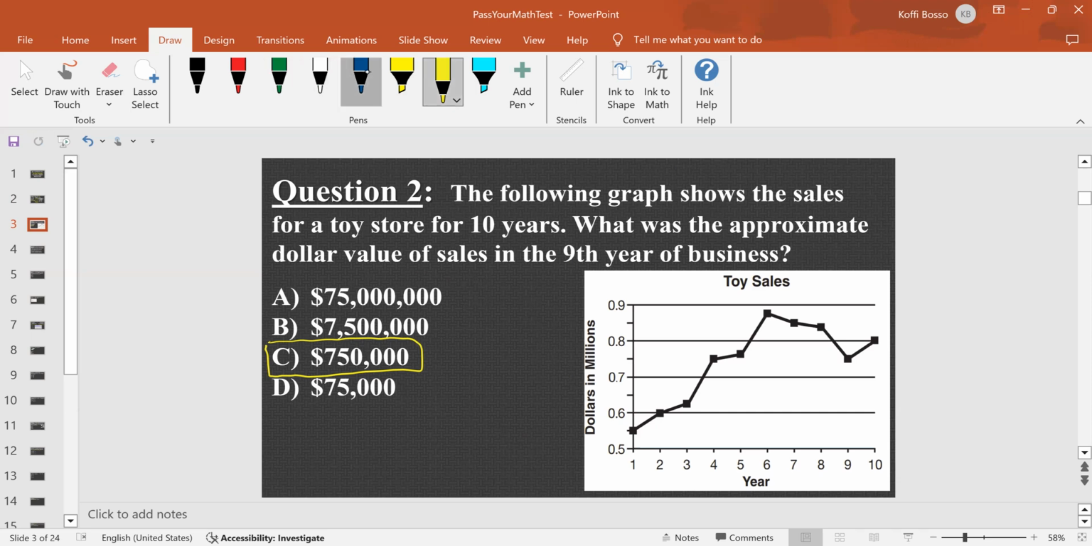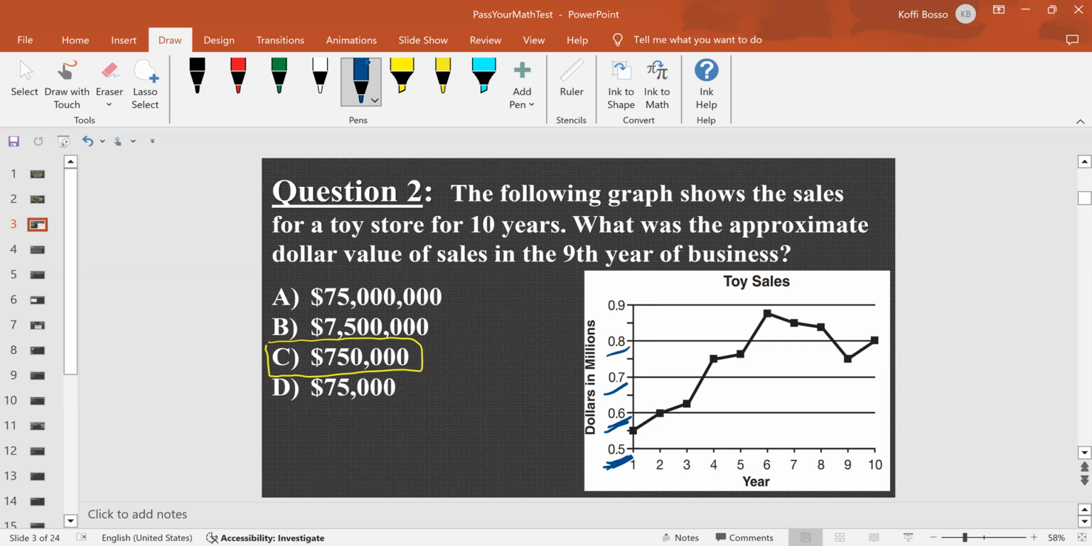Understand that what we have at the bottom represents the years. So we have 1, 2, 3, up to 10 years. What was the approximate dollar value of sales in the 9th year of business? You have to understand that what we have here represents dollars in millions. So even though we are seeing 0.6, it is 0.6 million, 0.5 million, 0.6 million, 0.7 million, and so on.